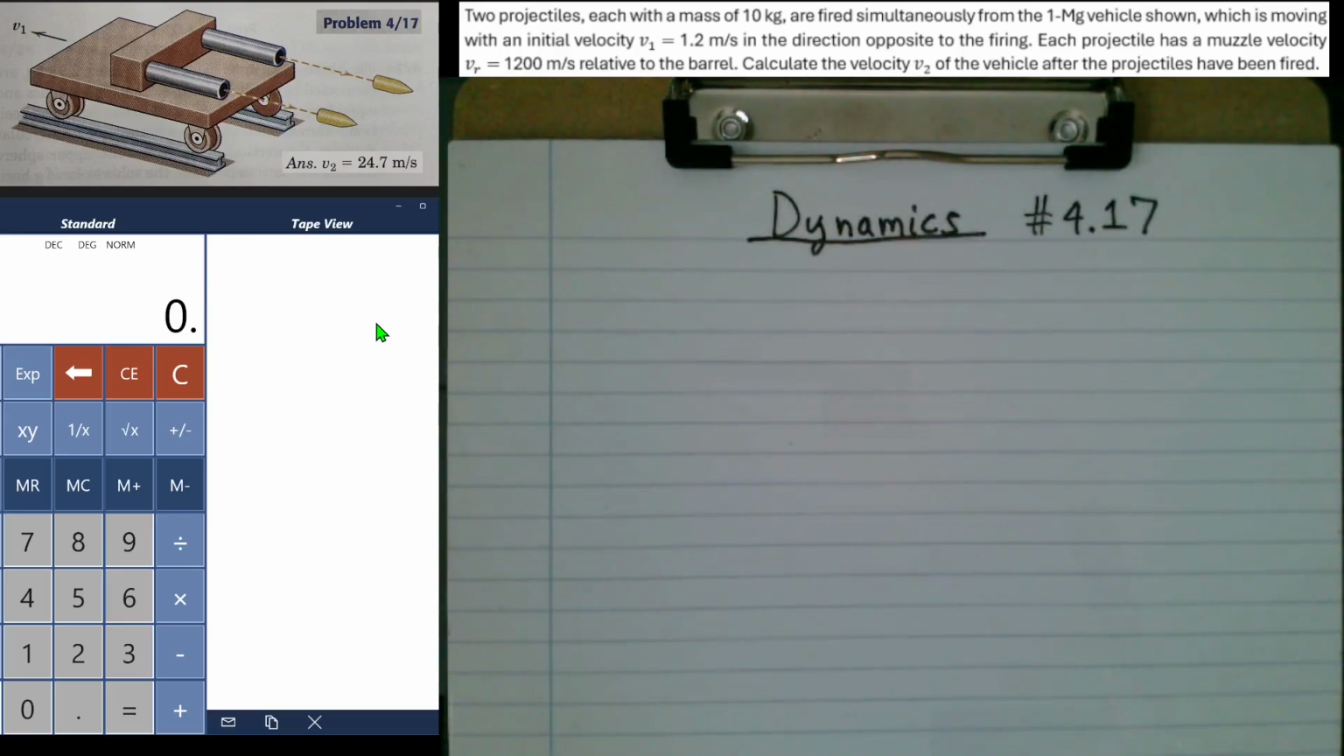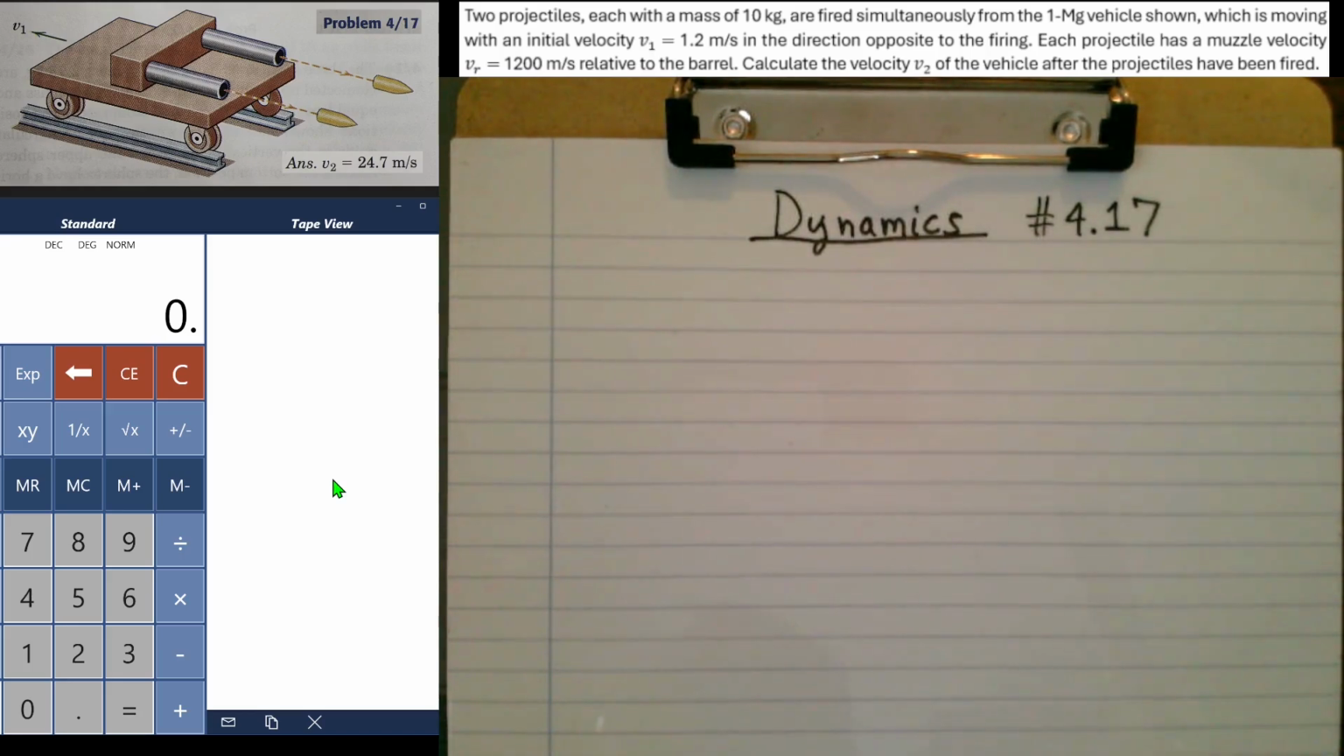Alright guys, today we're going to solve a dynamics problem, problem 417. It reads, two projectiles, each with a mass of 10 kilograms, are fired simultaneously from the 1 megagram vehicle shown, which is moving with an initial velocity v1 of 1.2 meters per second in the direction opposite to the firing. Each projectile has a muzzle velocity vr of 1200 meters per second relative to the barrel. Calculate the velocity v2 of the vehicle after the projectiles have been fired.